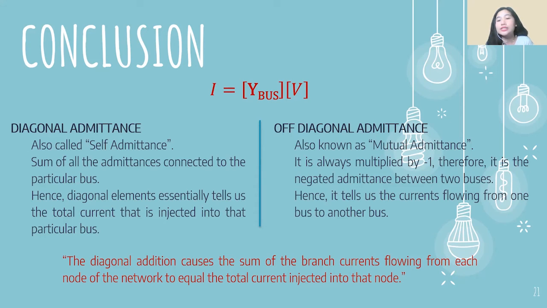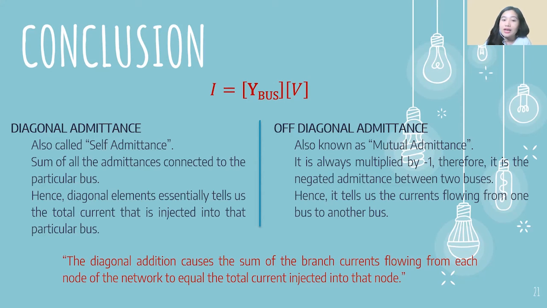We get it, for example, as Y12. It is between two buses, and it is always negated, multiplied by -1, to arrive at a certain value that will be considered as our Y12. Hence, it tells us that the current flowing from one bus to another, basically off-diagonal, is just the admittance connecting the two buses.